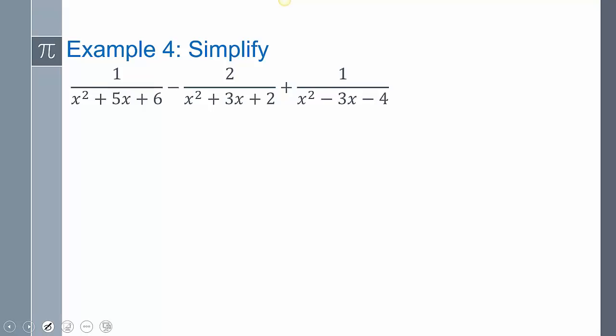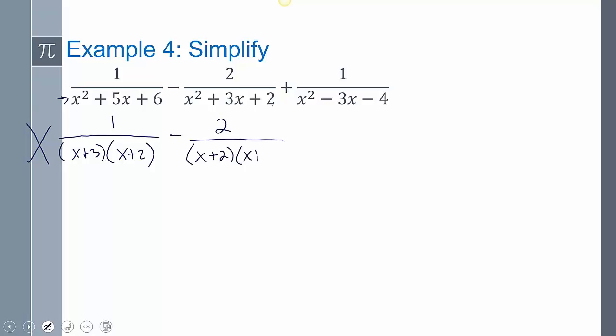So in this instance, 1 over, now I want to factor this. So the factors of 6 that add to 5, but positive 6, so that would be x plus 3, and that's the Xbox way, x plus 2, minus, and then the factors of 2 that add to 3, so x plus 2 and x plus 1, and then plus, and then the factors of negative 4 that add to negative 3, so that's negative x minus 4 and x plus 1. So I want to double check and make sure all of those look good.